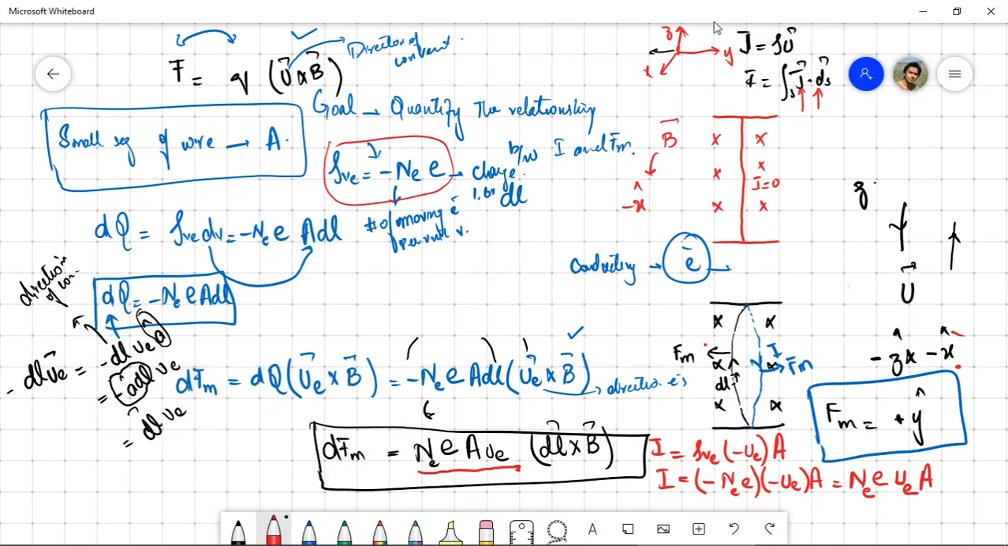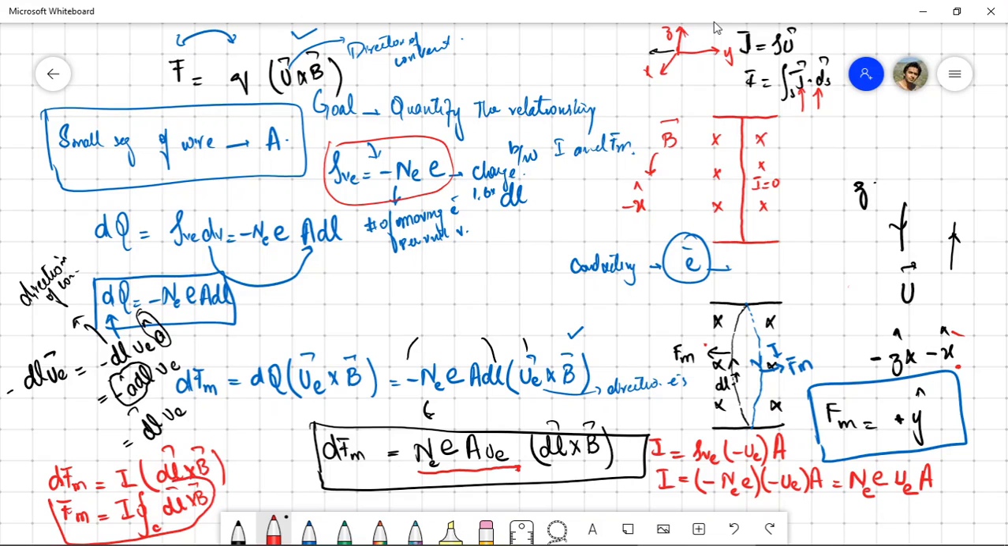So we can rewrite this expression as dFm equals I dl cross B. And if we want to convert this into a more generic form, then in that case it will be Fm equals I times the integral over a closed contour of dl cross B.